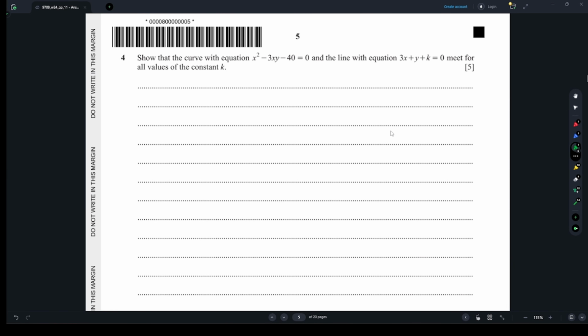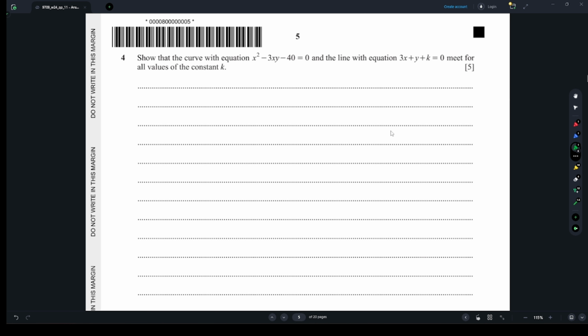Okay. So now let's move to question 4. Show that the curve with the equation x squared minus 3xy minus 4 equals 0 and the line with the equation 3x plus y plus k equals 0 meet for all values of the constant k. So the line and curve are meeting. That means they are intersecting, right?